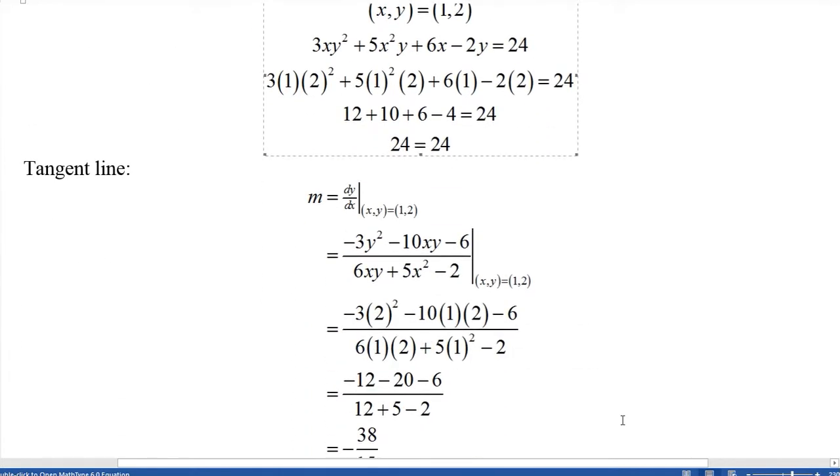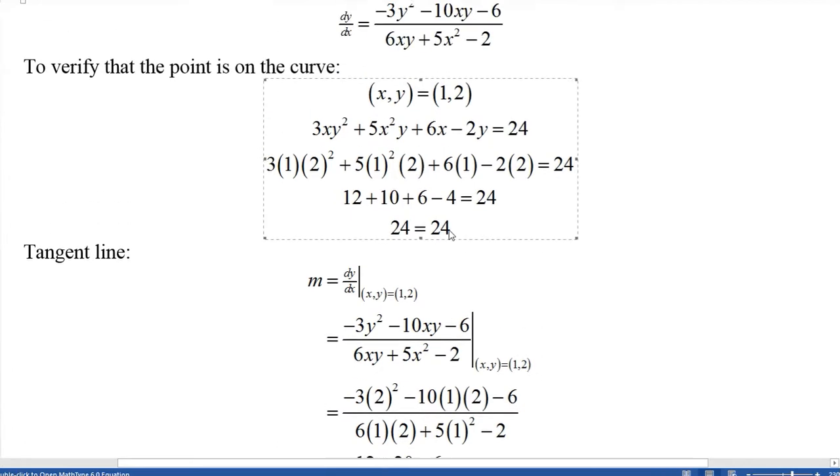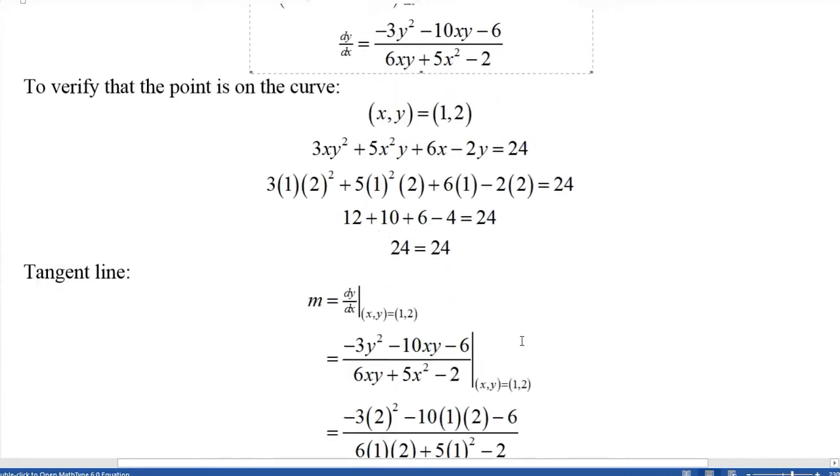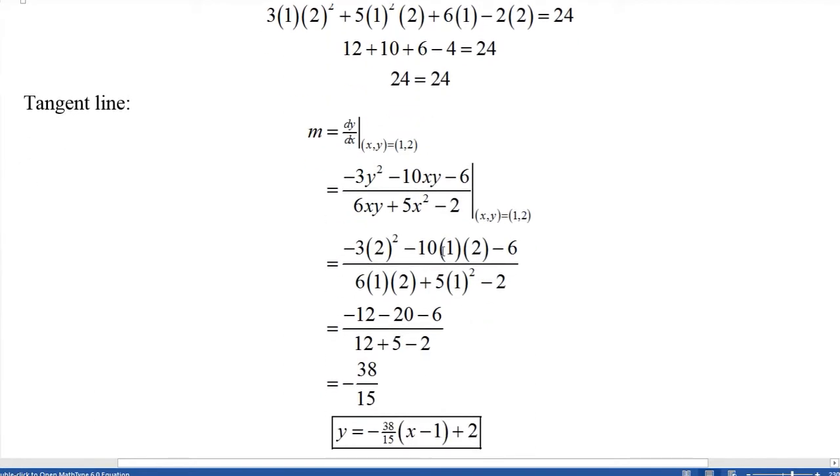Now to find the slope at that point, (1, 2), we take the formula that we had for the derivative right here, and we plug in x equals 1 and y equals 2, which is exactly what I have here. Notice everywhere there's a y, there's a 2, and everywhere I had an x originally, now there's a 1. Simplify this out. 2 squared is 4, times negative 3 is negative 12. Negative 10 times 1 times 2 is negative 20. Then we got a minus 6.